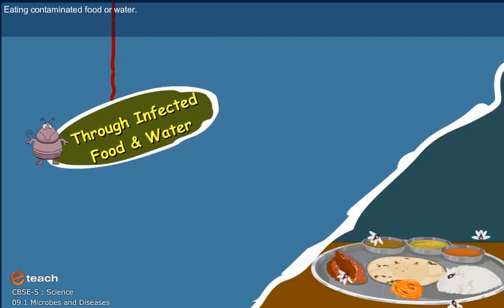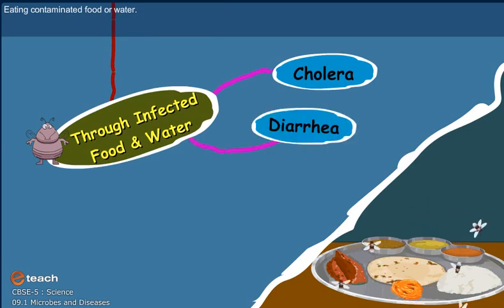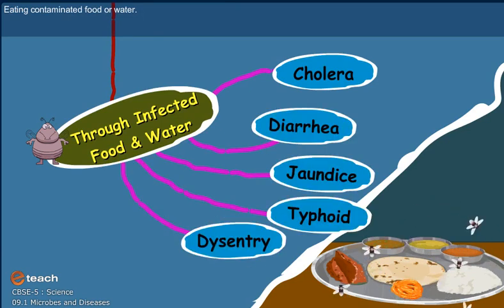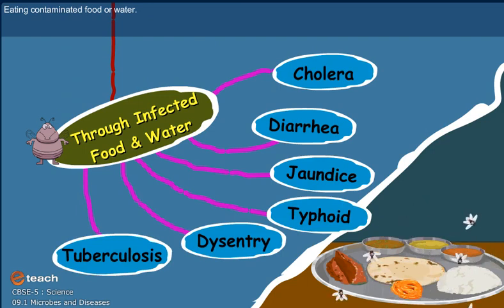Eating contaminated food or water is dangerous too. Cholera, diarrhea, jaundice, typhoid, dysentery, and tuberculosis are caused by eating such food. The digestive system gets affected by such food. Eating outside food that is not covered or not packaged properly is dangerous.